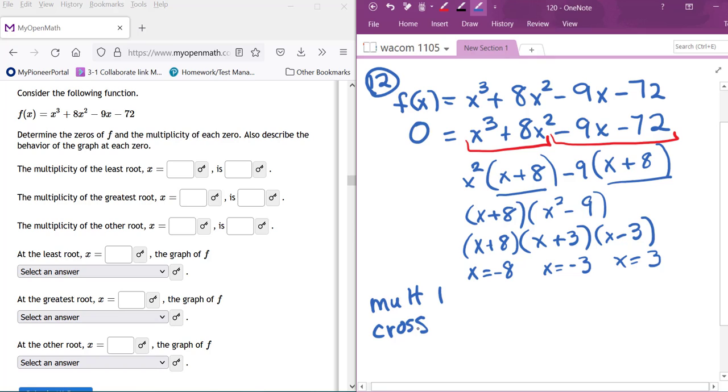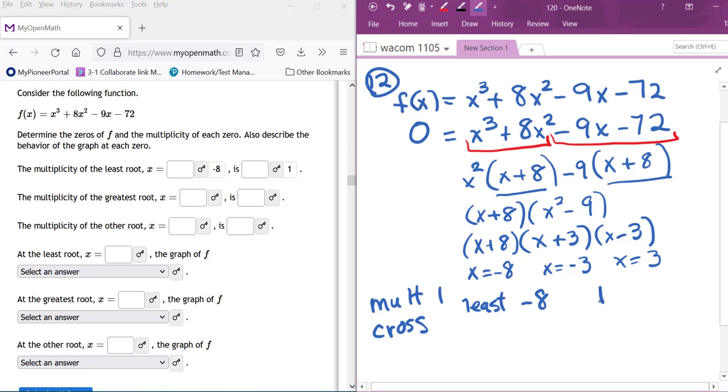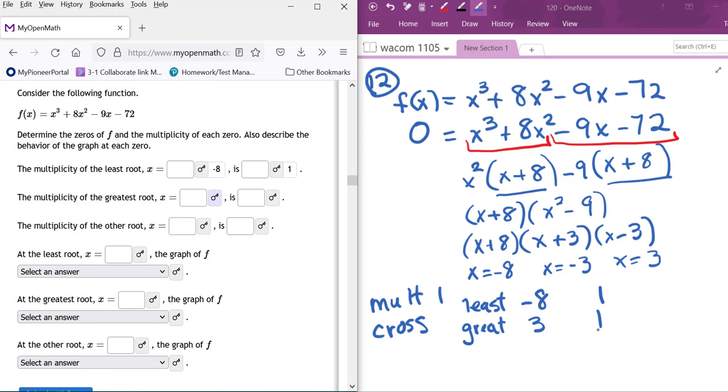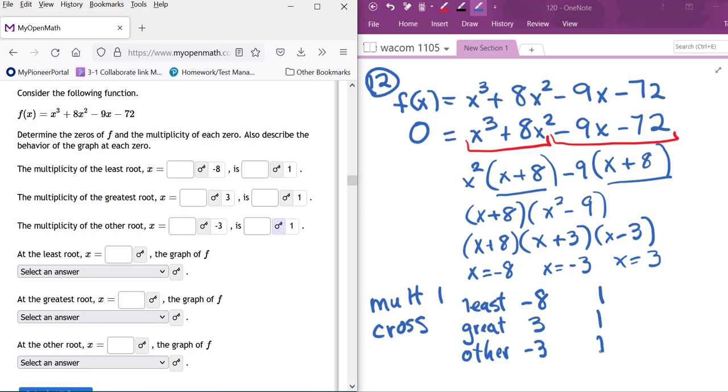So we'll just double check over here. The multiplicity of the least root. So the least root will be our negative 8. Multiplicity is 1. The multiplicity of the greatest root would be 3. Its multiplicity would also be 1. And the other root will be negative 3. And its multiplicity is also 1.